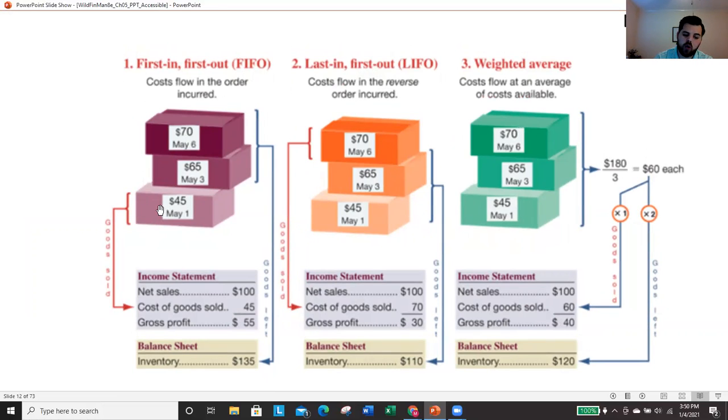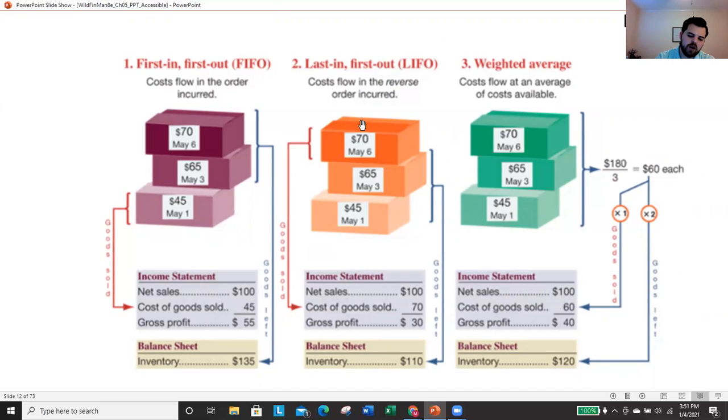So that means we must have sold this layer. That layer comes down, gives us gross profit of $55. Our ending inventory then is simply what we did not sell. The 70 plus the 65 gives you a total of $135 left in your ending inventory.